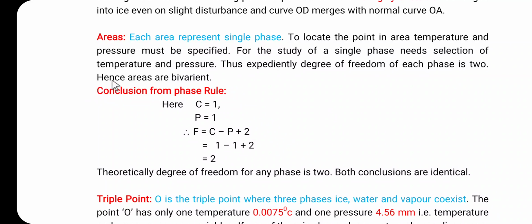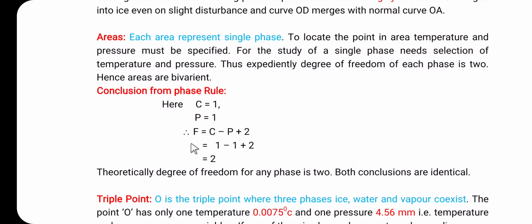Then we can say that hence areas are bivariant. So, conclusion from the phase rule: in the area there is only one phase, so P is equal to 1, and we are discussing the water system. Again in case of the water system, C is equal to 1. So here, substituting the values in the expression F is equal to C minus P plus 2, with C equal to 1 and P equal to 1, F is equal to 2.